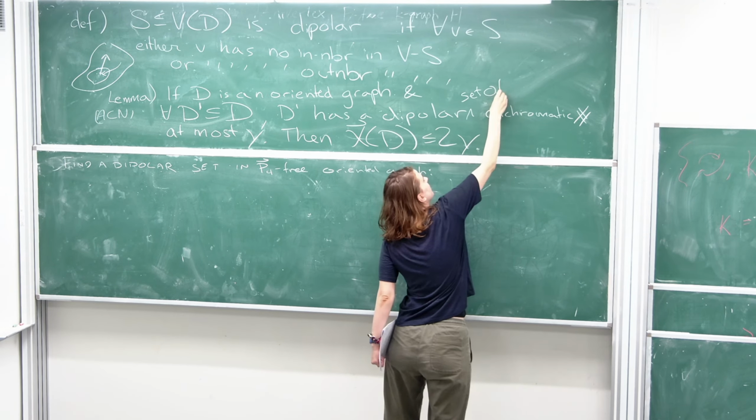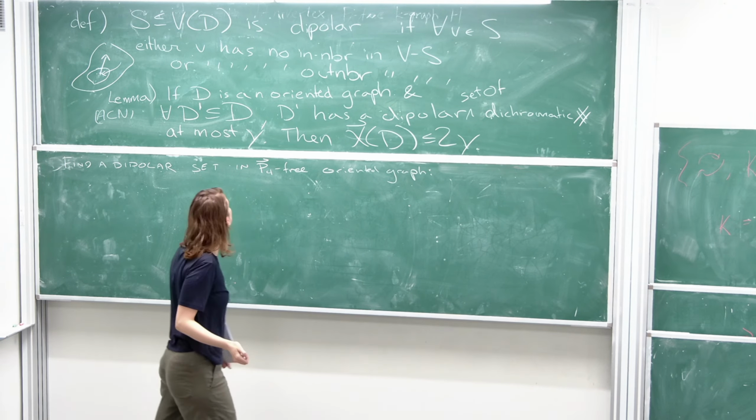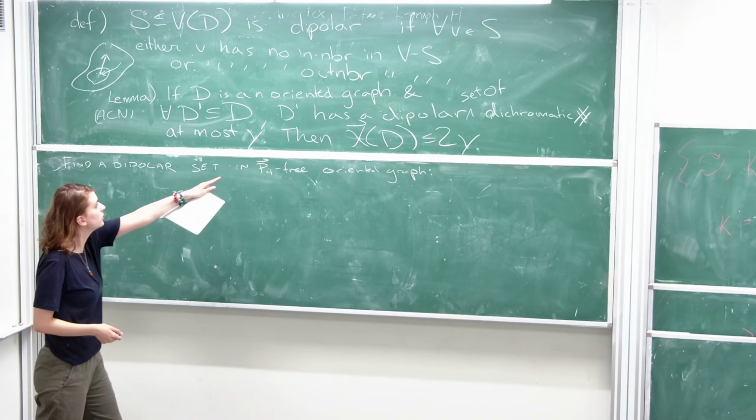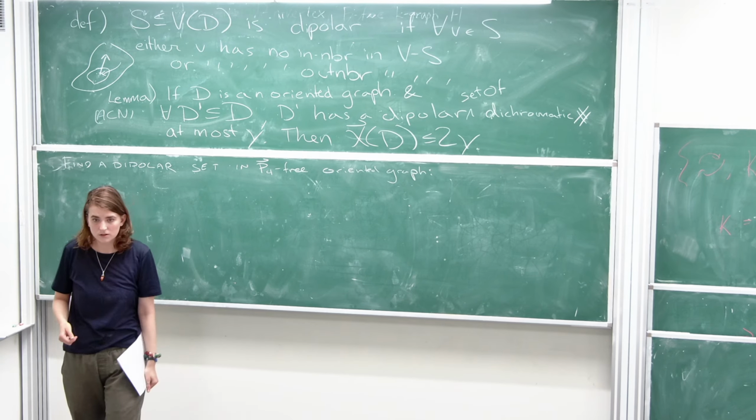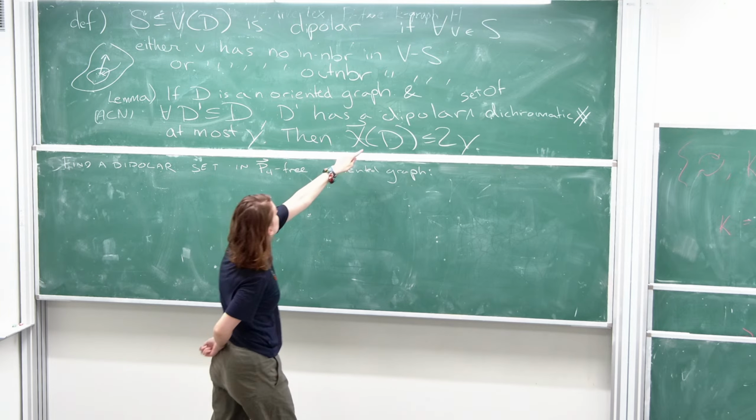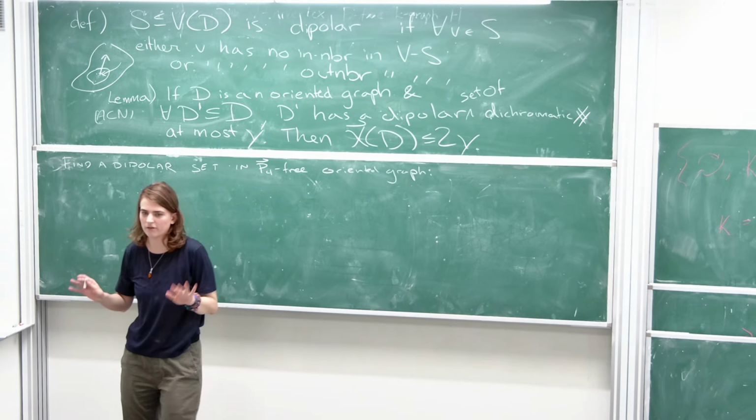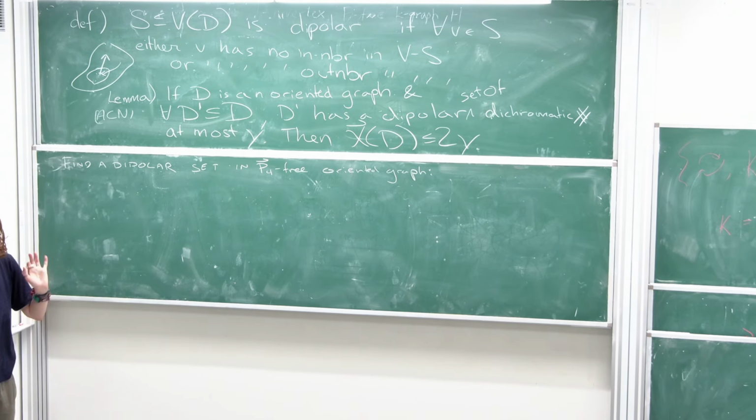So that's a subset of D prime. D prime has dichromatic number at most gamma. No, this should be D. There's no prime here. I mean, it doesn't matter, because D prime is an arbitrary induced subgraph.